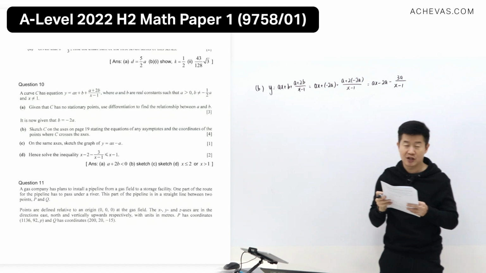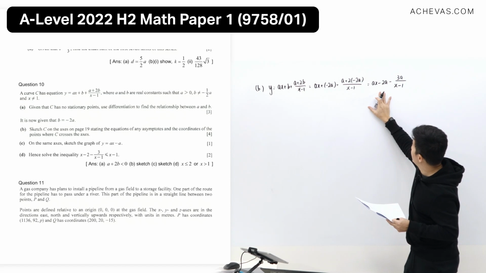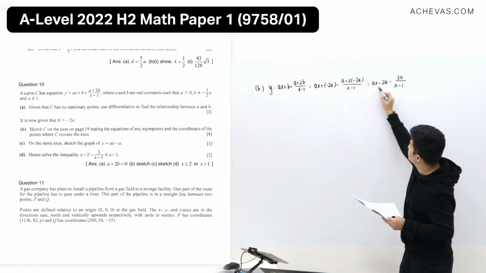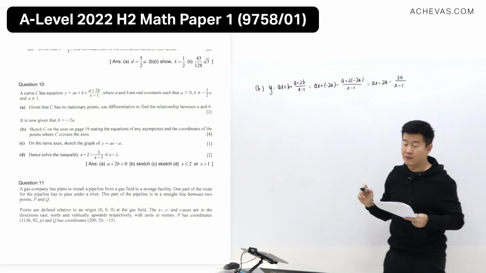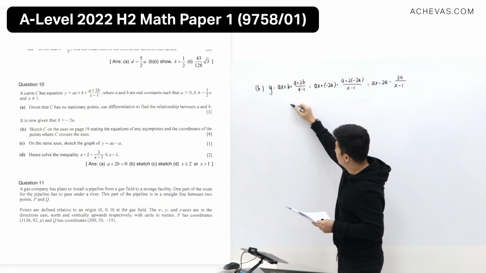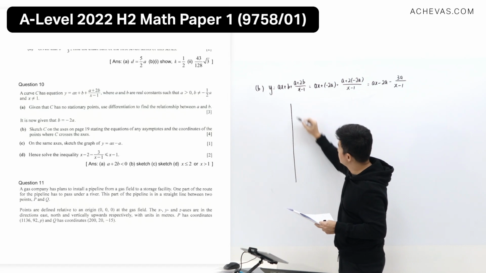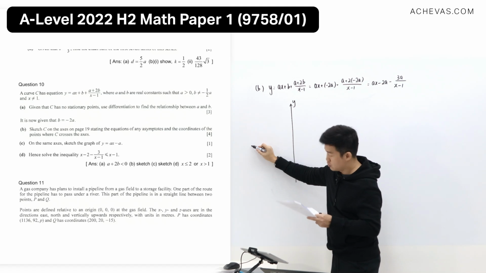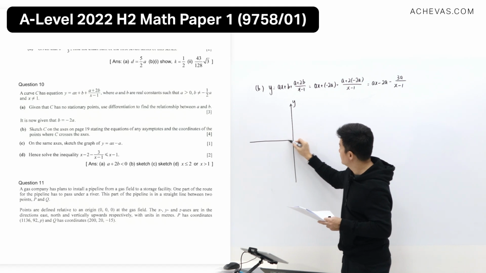We are supposed to sketch the graph. Based on this that we have here, we know that the graph we are going to be sketching will have two asymptotes. One will be the oblique asymptote. The other one is going to be the vertical asymptote. Let us draw the asymptotes first. So my graph will be something like this. This is going to be the y-axis, and let me draw my x-axis here.